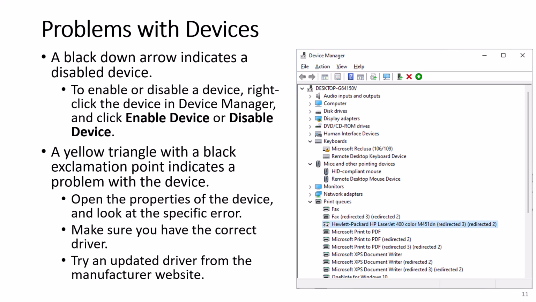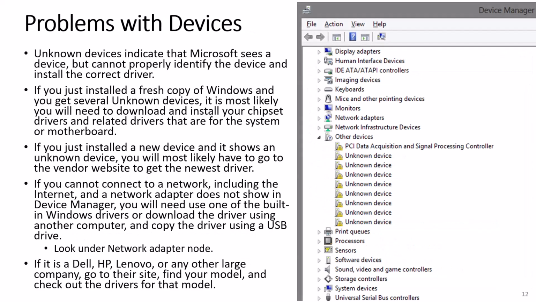A yellow triangle with a black exclamation point indicates a problem with the device. Open the properties of the device and look at the specific error. Make sure you have the correct driver. Try an updated driver from the manufacturer's website. Unknown devices indicate that Microsoft sees the device but cannot properly identify it and install the correct driver.